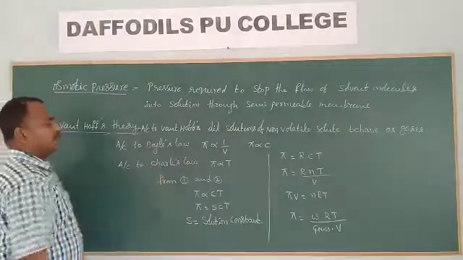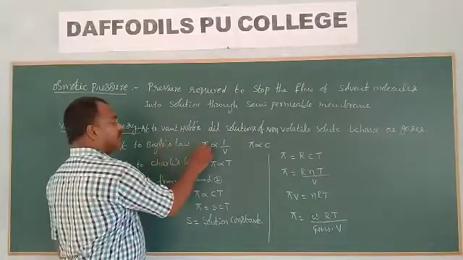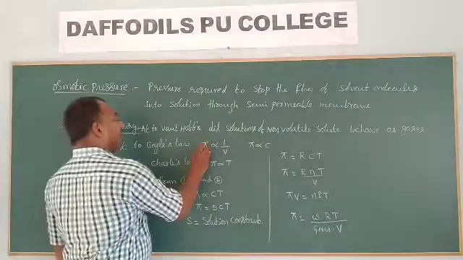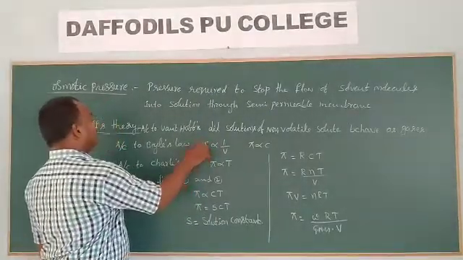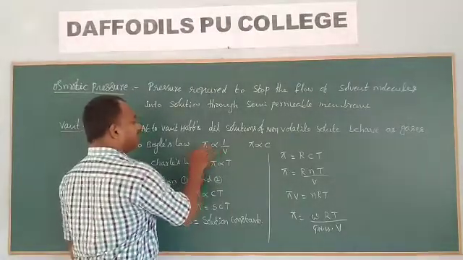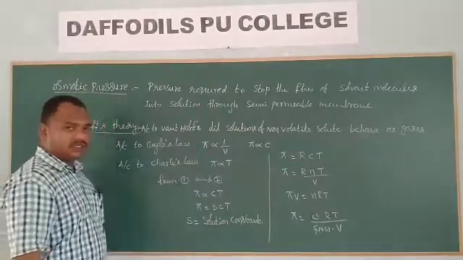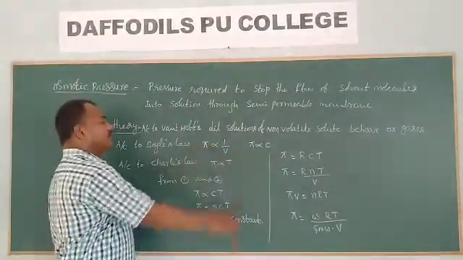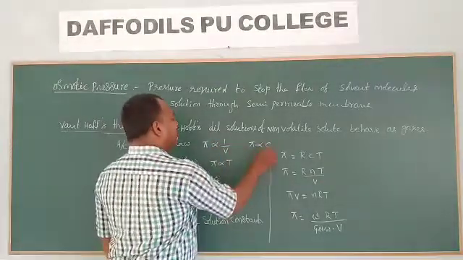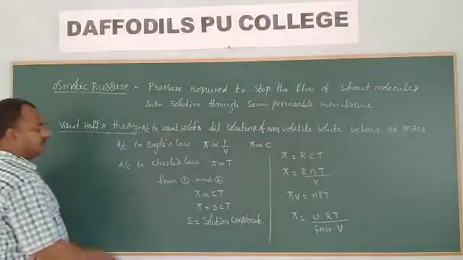According to Boyle's law, pressure is inversely proportional to volume. Here we are substituting pressure with osmotic pressure, which is denoted by pi. So instead of P, I am now writing osmotic pressure pi. Pi is inversely proportional to V. 1 by V can be written as concentration, so pi is directly proportional to concentration.